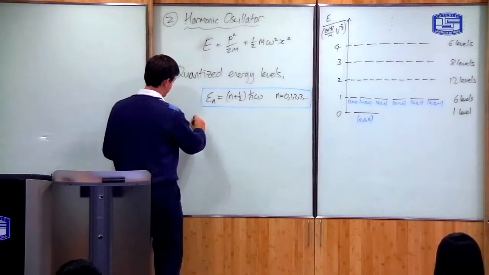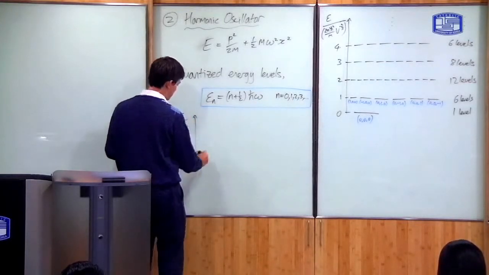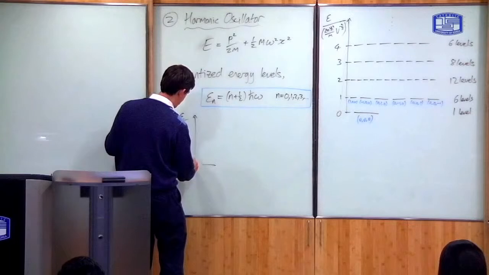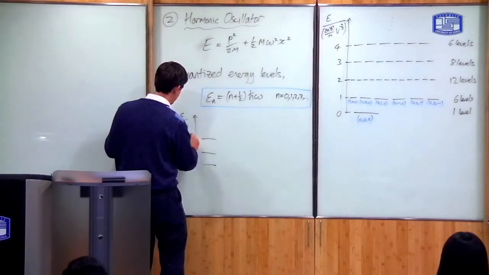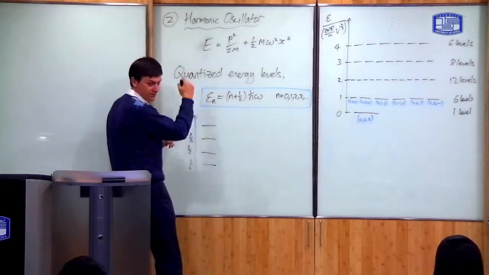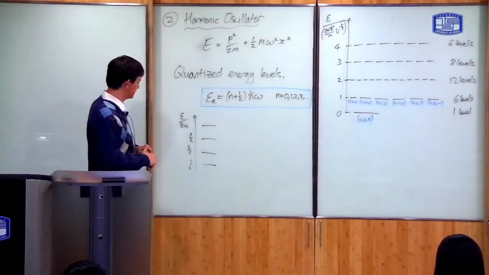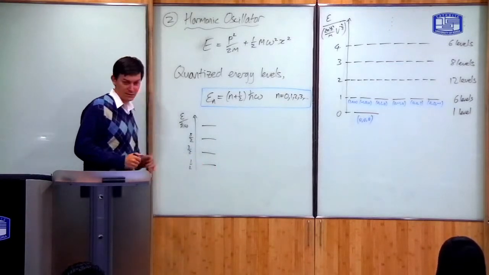So this one's very easy to draw. If I draw epsilon over h bar omega, then I get a level at a half, I get the next level at 3 halves, I get the next level at 5 halves, and so on. So the levels are evenly spaced in this system. And there's only one state per value of energy.